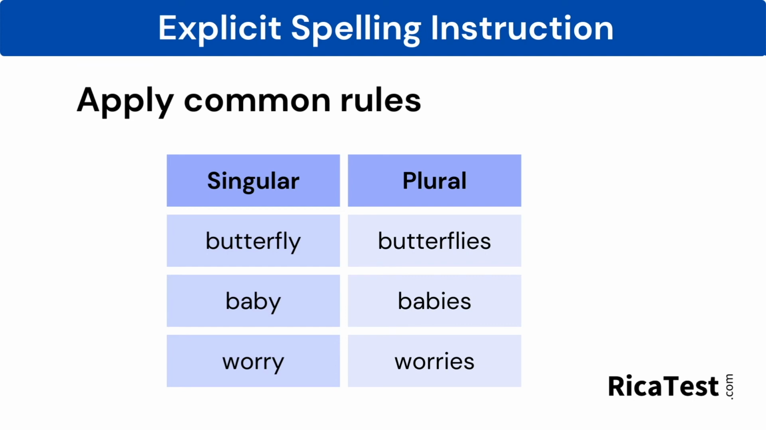The second approach to showing the strong relationship between orthographic knowledge, word analysis, and demonstrating the knowledge of systematic, explicit instruction in orthography of teaching spelling is to apply common orthographic generalizations, like rules. For example, changing the ending of a word from Y to IES when forming the plural. For example, here we have butterfly to butterflies, where we dropped the Y and added IES, as well as baby to babies, and then also worried to worries.